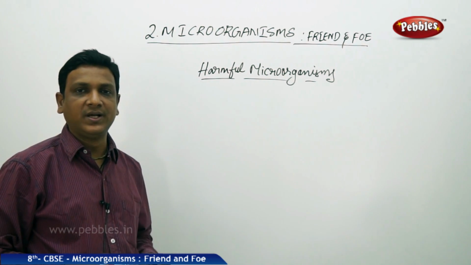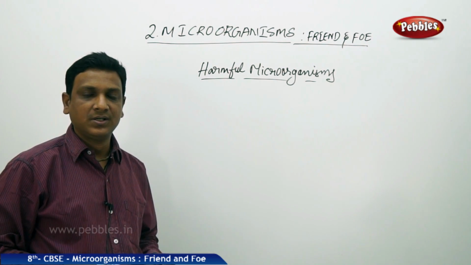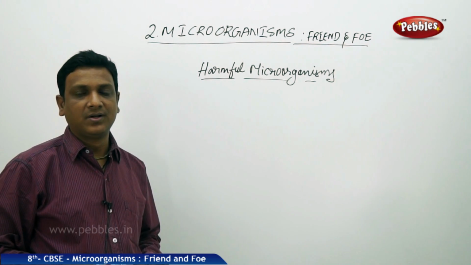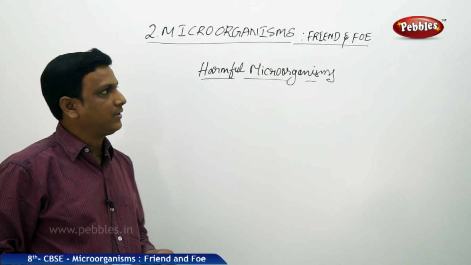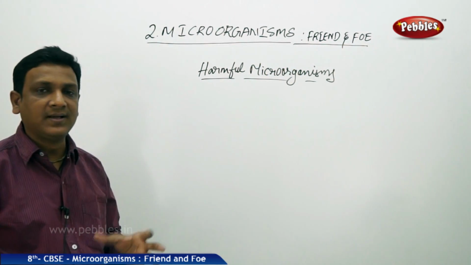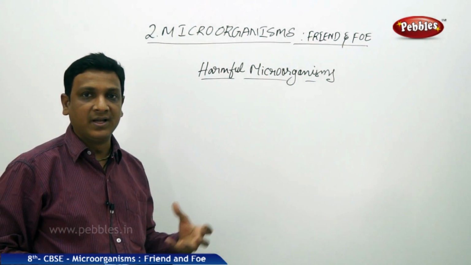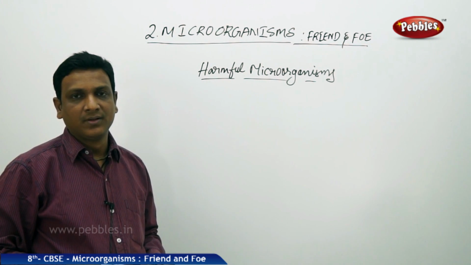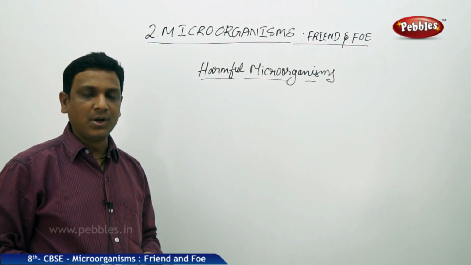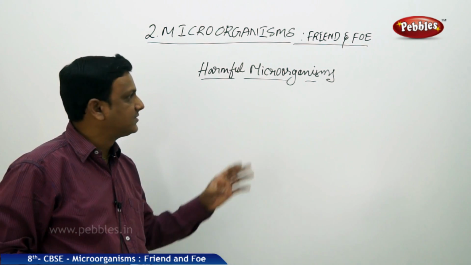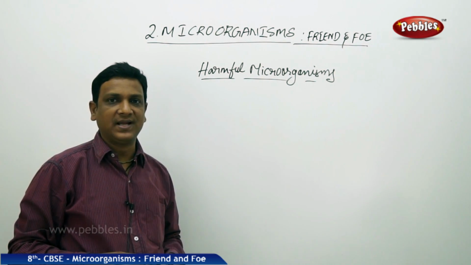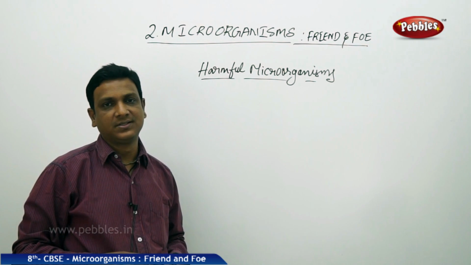In the beginning of the lesson we discussed that microorganisms are harmful. At the same time, certain microorganisms are useful. So microorganisms are partly friendly to humans, partly harmful or dangerous, enemies to humans. So why are these microorganisms harmful? Because certain microorganisms cause diseases in plants as well as in animals, including humans.